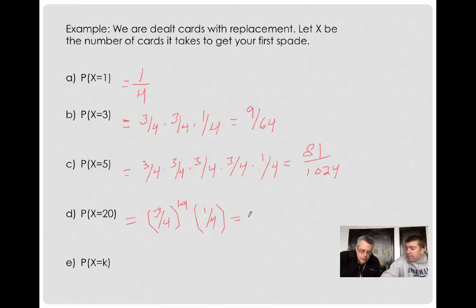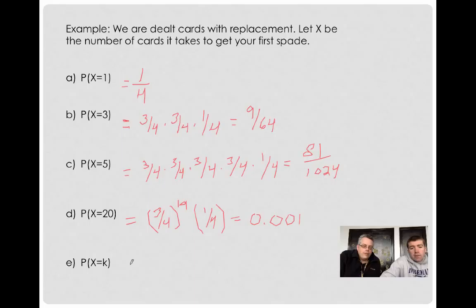Sorry, I have to get used to the new format here. There is a 0.1% chance of that happening. So a very small chance. It's going to take 20 tries. 0.001.